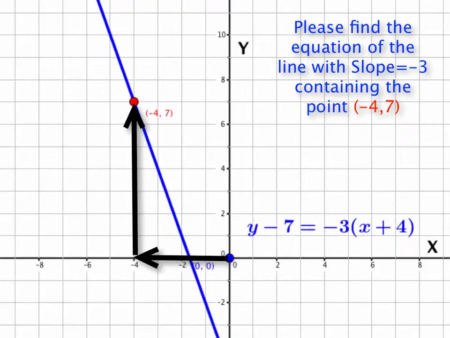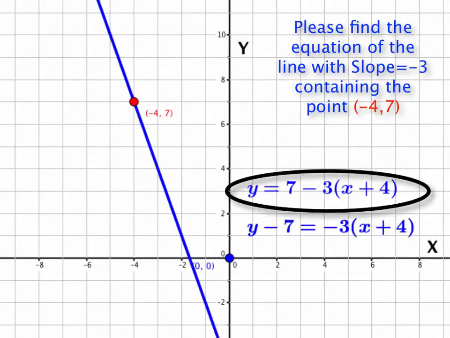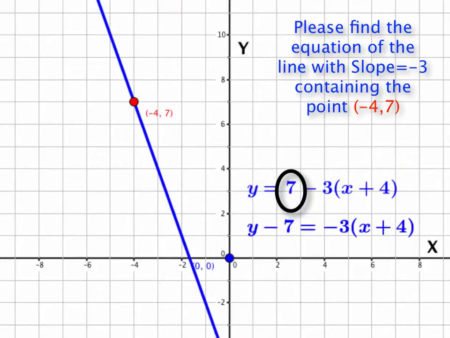We could write it as y equals 7 minus 3 times the quantity x plus 4. All I did was add 7 to both sides of this equation. This equation right here looks a lot like the slope-intercept form. Of course, 7 is not our y-intercept, but you can think of it as a starting point for y. Of course, this starting point doesn't happen when x is 0. This starting point happens when x is -4.